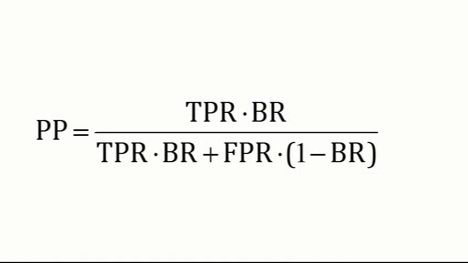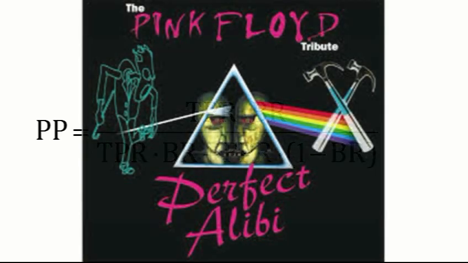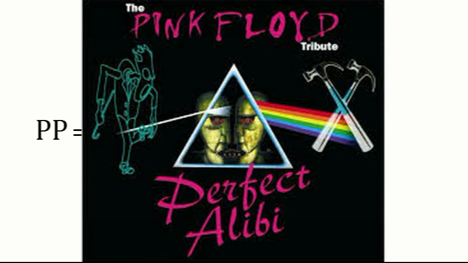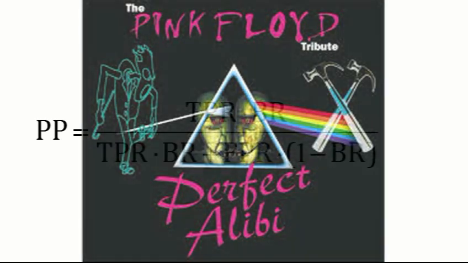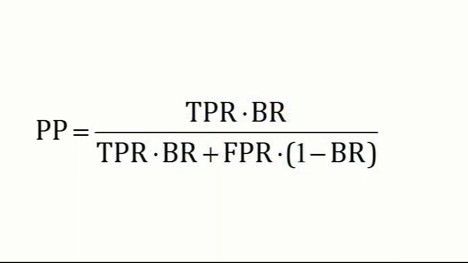Likewise, if the true positive rate is 0, PP, the posterior probability, is 0 irrespective of BR and FPR. We call this a perfect alibi. If the suspect has a perfect alibi, for example, he can demonstrate that he was elsewhere at the time of the crime, he is certainly innocent. There is no way that he could possibly be guilty. The evidence admits no true positives. A perfect alibi is conclusive evidence of innocence.